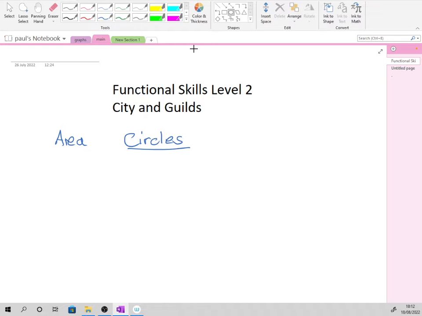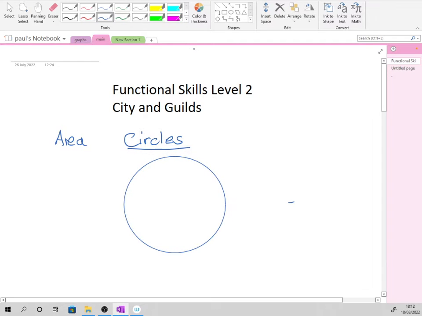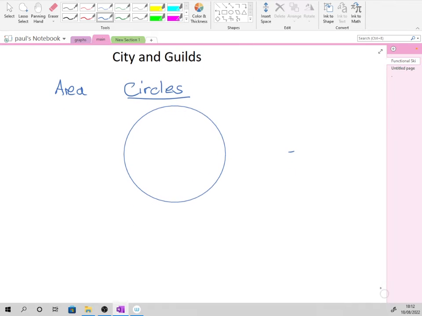So let's just refresh what we know about circles. We've got the center in there, and a line that goes from side to side, which is called the diameter, and half of that diameter from there to the outside is called the radius. Therefore there's another radius on the left hand side.